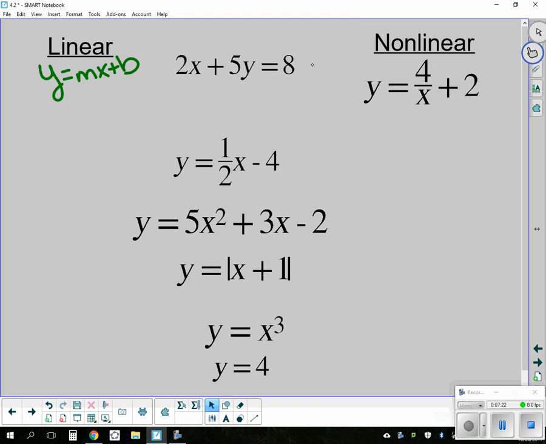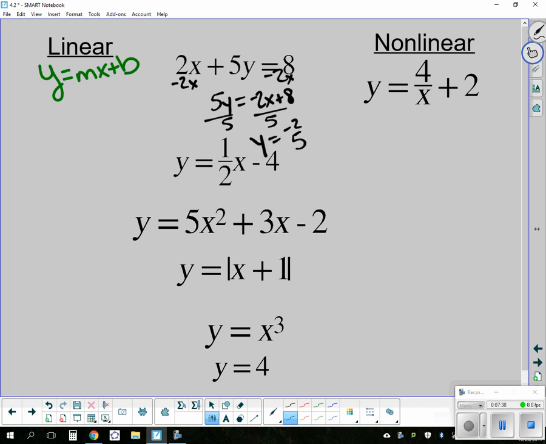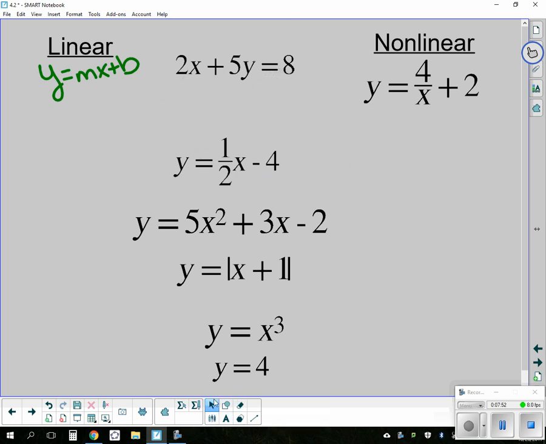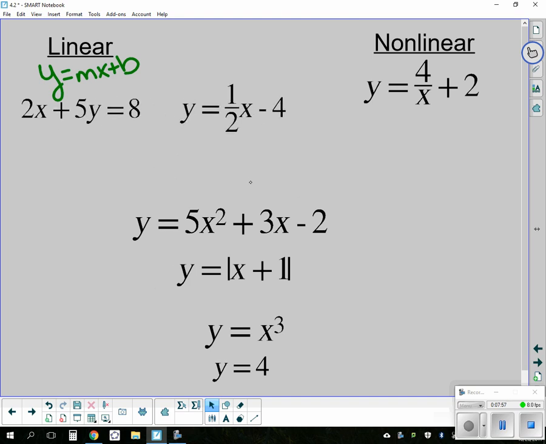The next one, this should look familiar. You've seen this many times. This is not in y equals mx plus b form, but you could easily get it there by subtracting 2x and then dividing by 5. Y equals negative 2/5 x plus 8/5. Okay? You've done this a million times. That form is called standard form. Standard form is still a linear equation, can be moved into slope-intercept form, y equals mx plus b, so that is linear. This one is slope-intercept form, exactly as it's written.